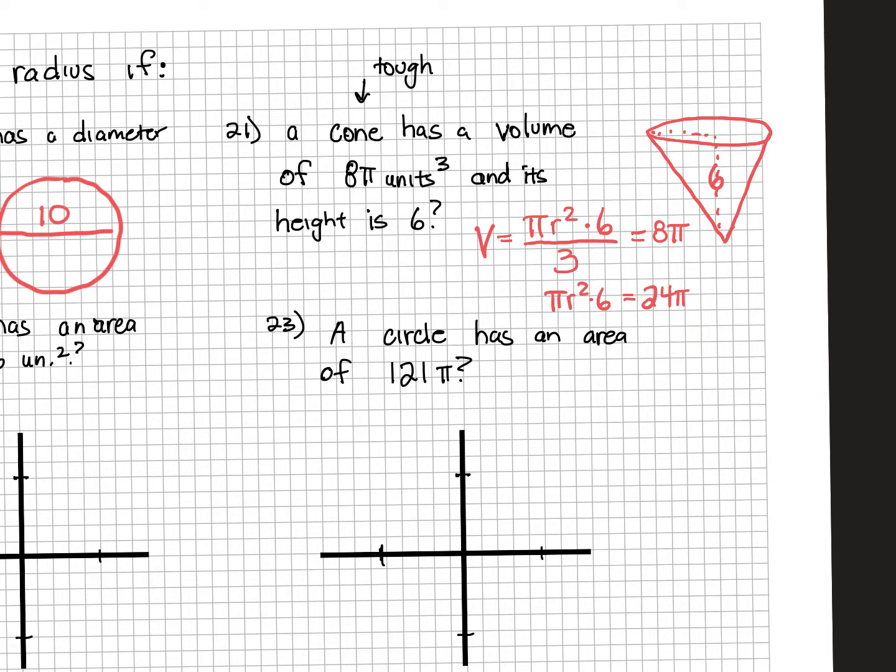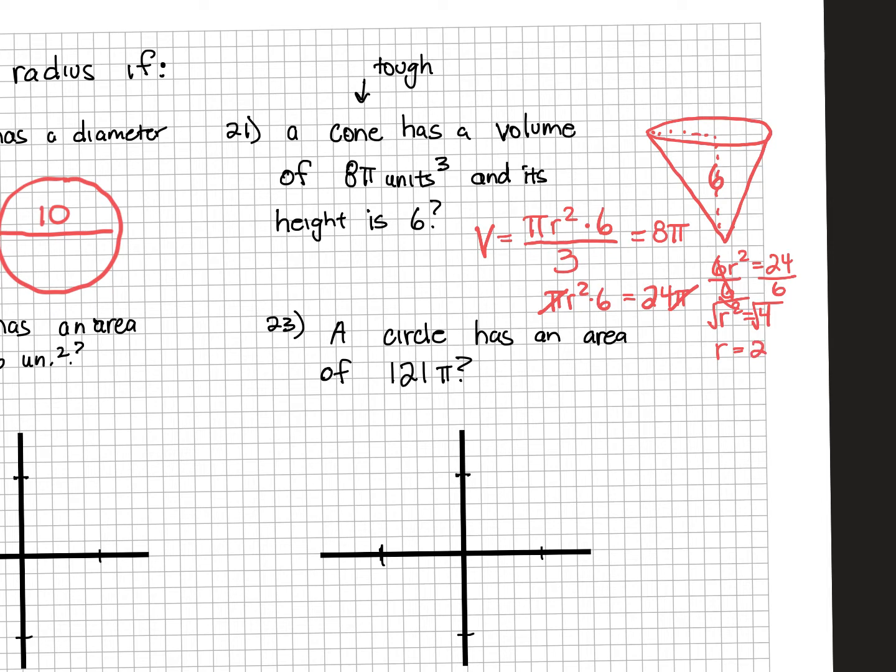Okay, well, I see a pi on this side, I'm going to cross it out. I see a pi on that side, I'm going to cross it out. All right, so I have 6r squared equals 24. I'm going to divide by 6. r squared equals 4. The radius is the square root. We take the square root to get rid of that, and the radius equals 2.